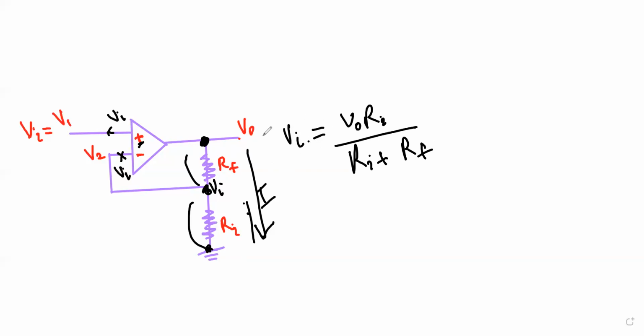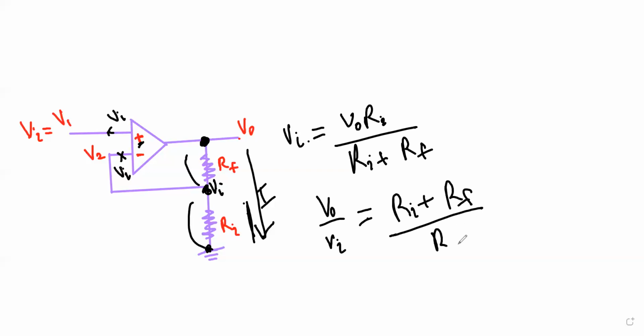So Vi equals V naught into Ri, which is the resistor connected to ground, divided by these two. Here we need to find V naught divided by Vi to find the gain of that voltage. So how to find that? If you arrange this equation, Ri plus Rf divided by Ri, yes, if you write that, you are going to get 1 plus Rf over Ri. So this is the equation, and you can directly use it.